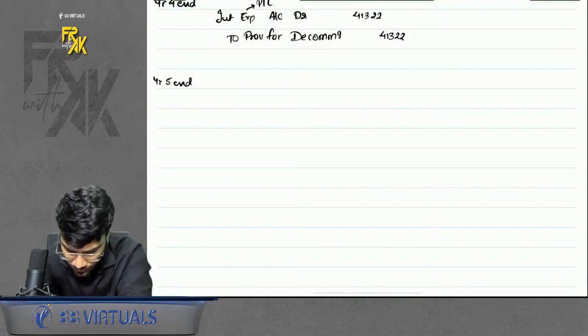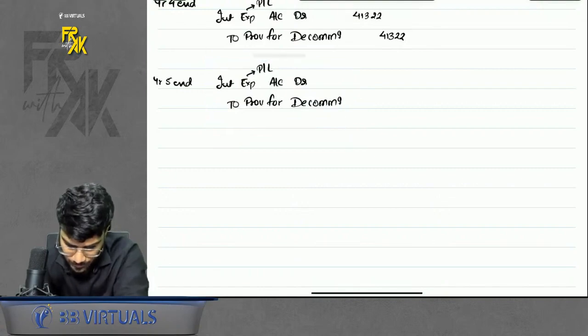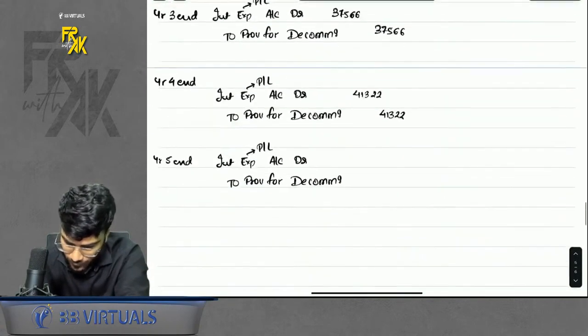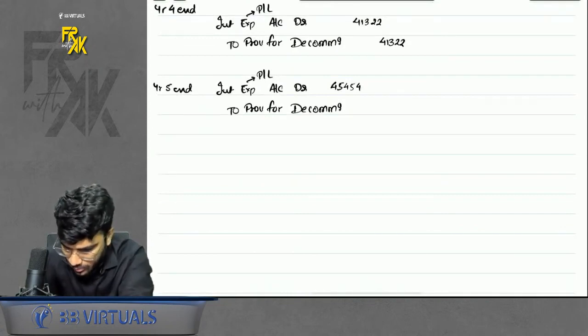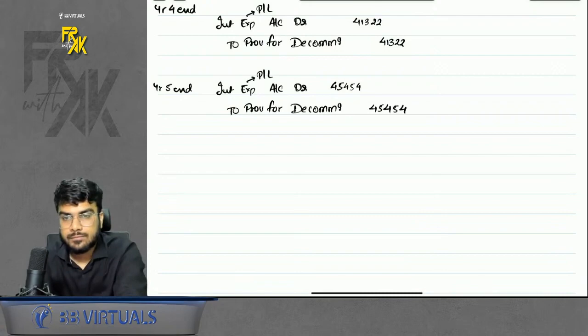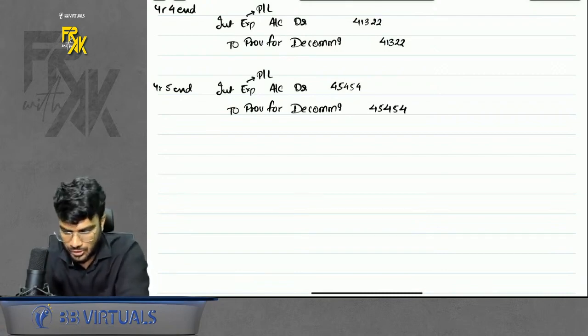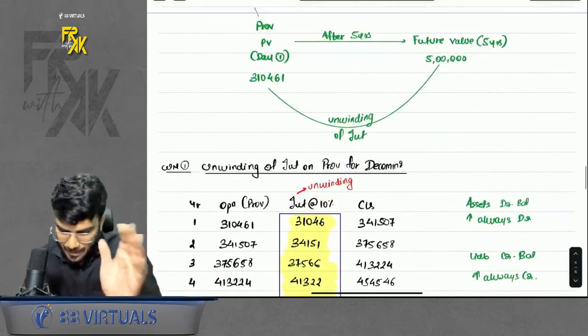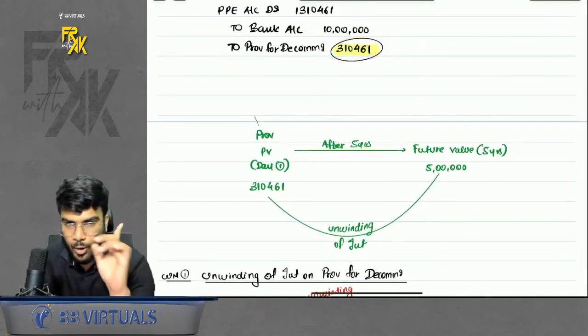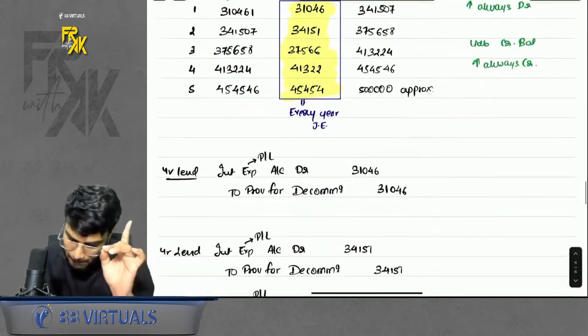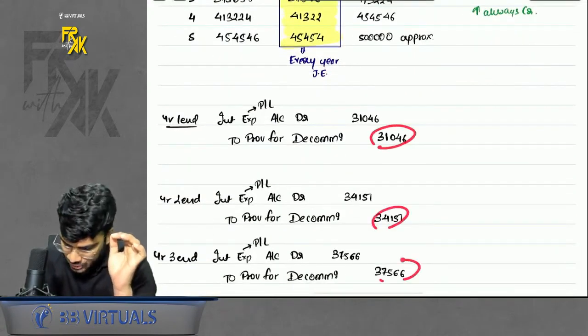Year 5 end, again you will pass this entry. Amount is going to be 45454, and 45454, right? So we passed this journal entry at the end of each year. So see the magic. See, you created a provision of 3,10,461 on day 1. Then you pass the entry of unwinding each year.